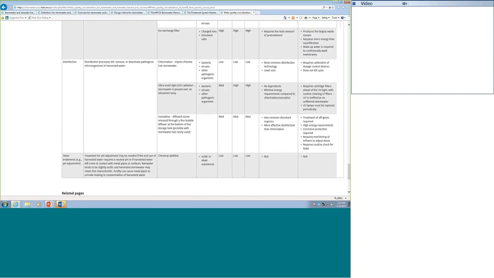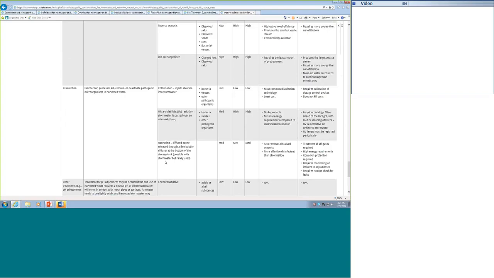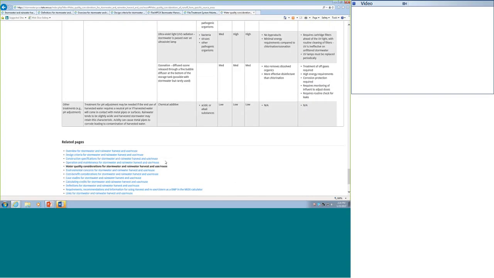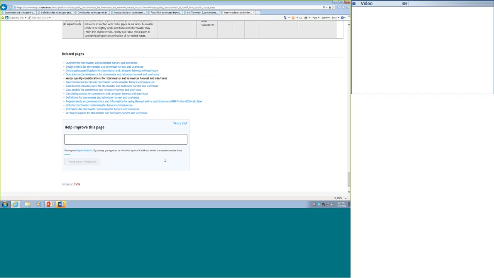Again, for disinfection, you have chlorination, UV light, ozonation, with a similar kind of comparison of these different techniques. And then there's just a little discussion: you can have some sort of chemical additives needed. As you can see, the good news is there are a lot of alternatives and ways you can try to treat this. The other side of that coin is it can get fairly costly.